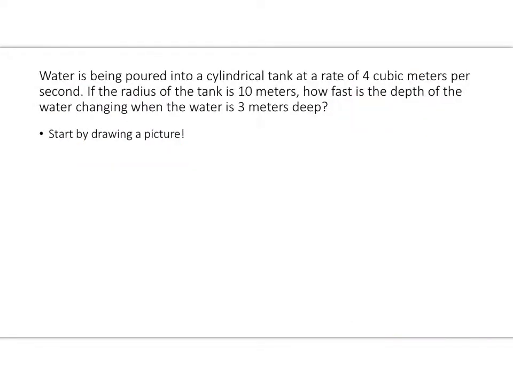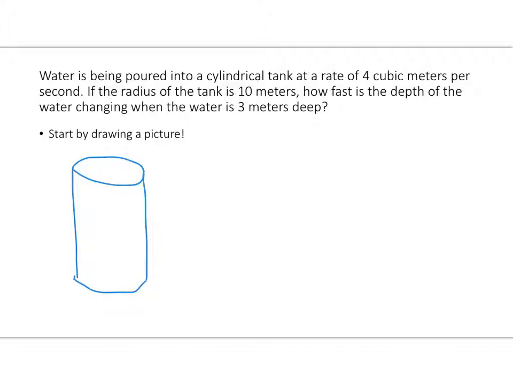Okay, so here's our first related rates problem. It says water is being poured into a cylindrical tank at a rate of 4 cubic centimeters per second. If the radius of the tank is 10 meters, how fast is the depth of the water changing when the water is 3 meters deep? So first thing you always do is you want to make a clear picture. So it said I have a cylindrical tank. So here's my not great drawing of my cylindrical tank.